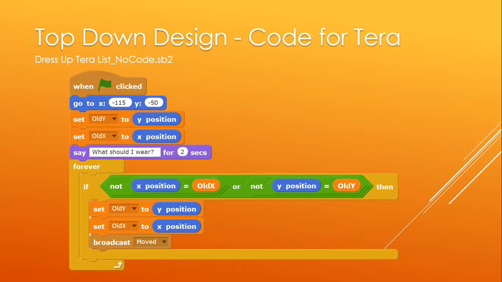So as you can see there, we've done exactly as we said. We've set her position to her initial starting position. We've set her old X and old Y variables to her current X and Y position. We then ask, "What should I wear?" for 2 seconds. And then in a loop, we constantly monitor whether she has moved. If she has, we then broadcast the moved message.